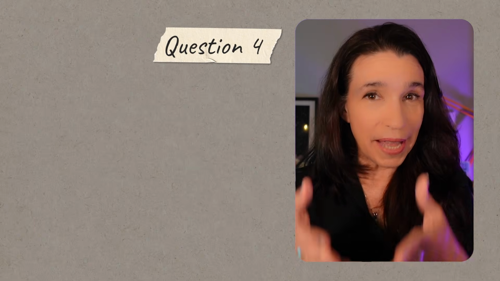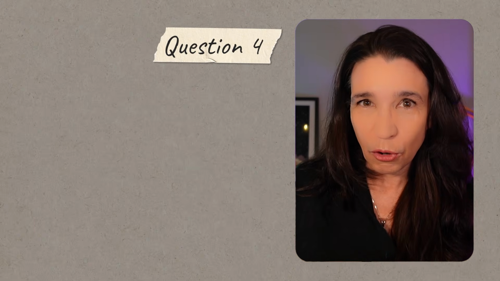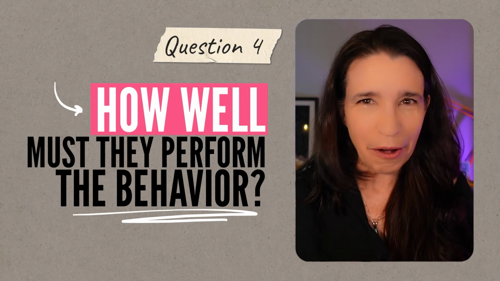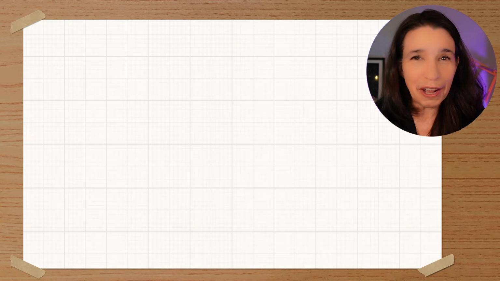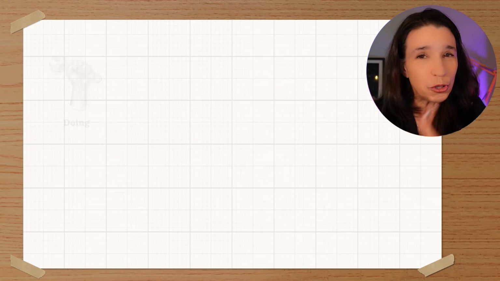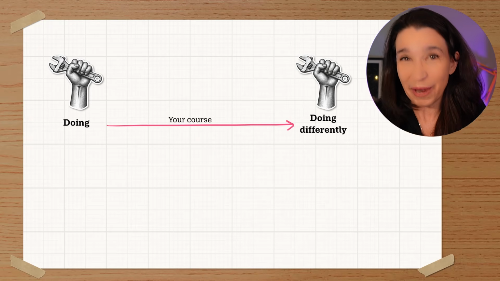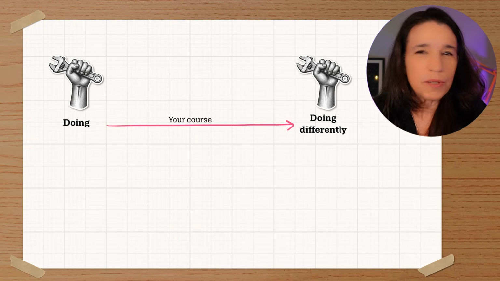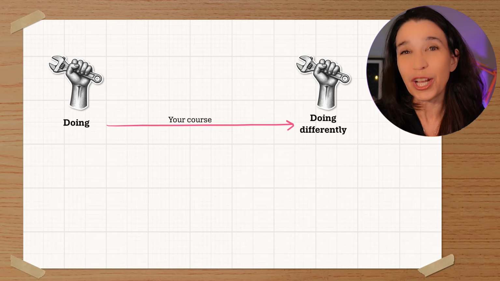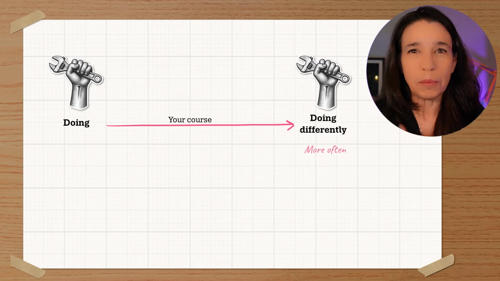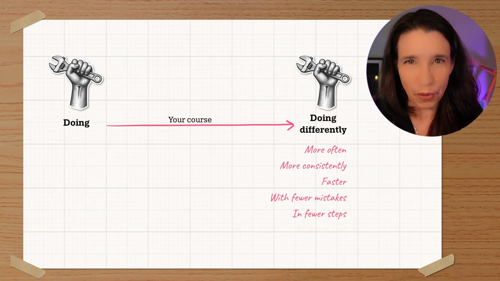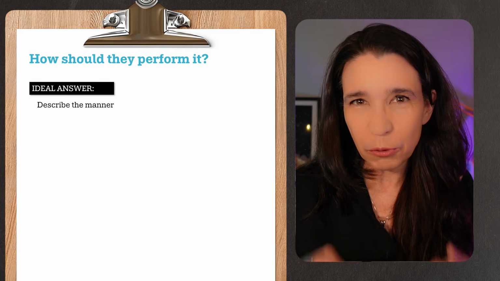And now that we have the behavior, we can answer question 4, how well should they perform this behavior? How fast, how accurate, how often? And this matters because very often we're training people on something that they're doing already, but they're just not doing it well. So it's not enough to say they'll resolve customer complaints. They need to resolve them in a very specific way, which they're not doing right now. That can mean doing it more consistently, faster, with fewer mistakes and fewer steps, whatever. So describe the manner in which they should do it.